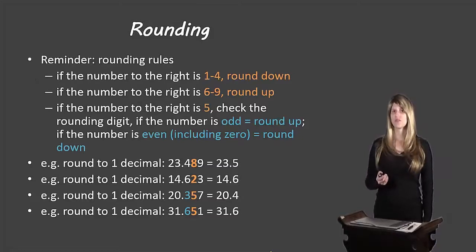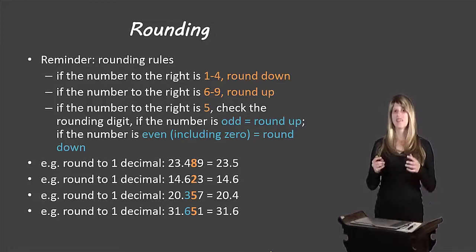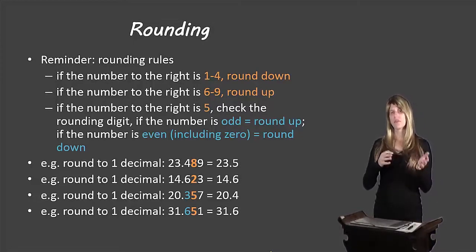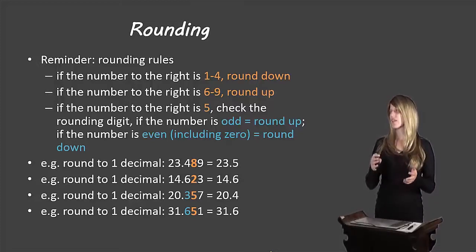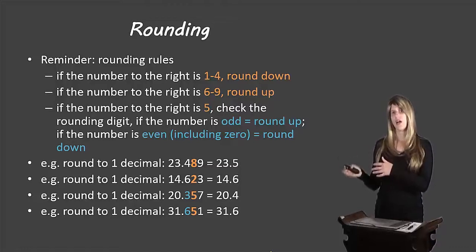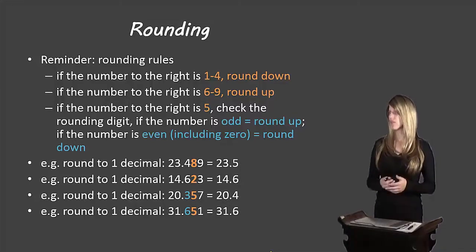So here are all our rules. I didn't mean to have them show up all at once, but here we go. If the number to the right of your rounding digit is 1 through 4, then you round down. If the number to the right is 6 through 9, you'll round up. Now what about when it's a 5? Well, that's the tricky one. You'll check the rounding digit. If the number is odd, you'll round up. And if it's even, you'll round down, or you'll leave it the same. So we'll look at those examples there.